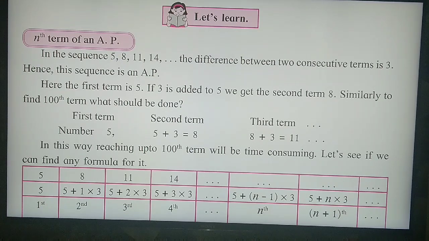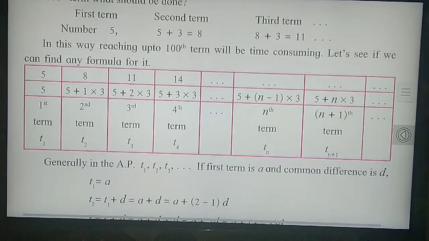Similarly, if we want to find the 100th term of this sequence, it is time consuming. So we form a formula. How to find a formula?